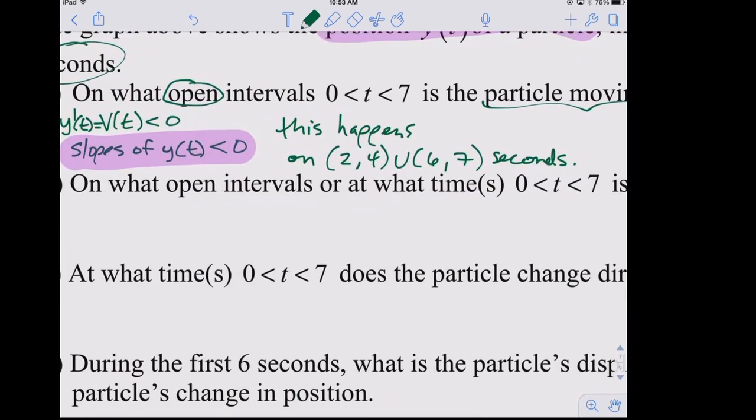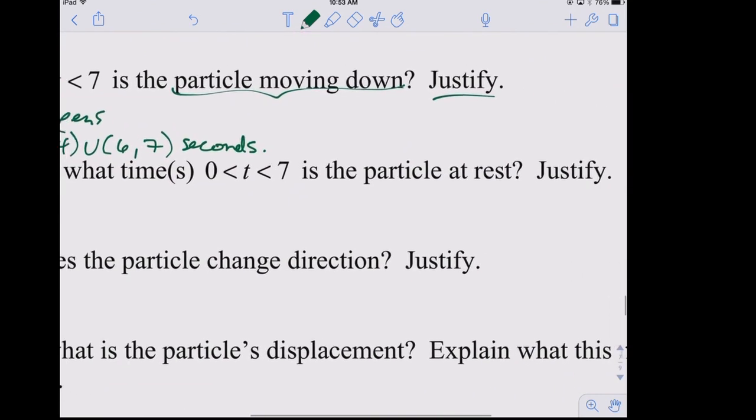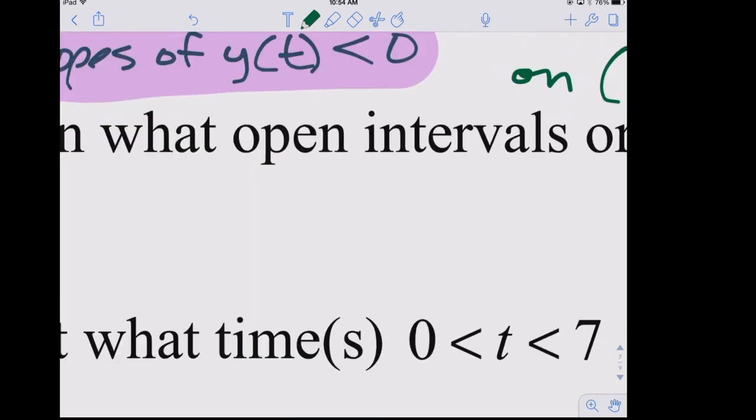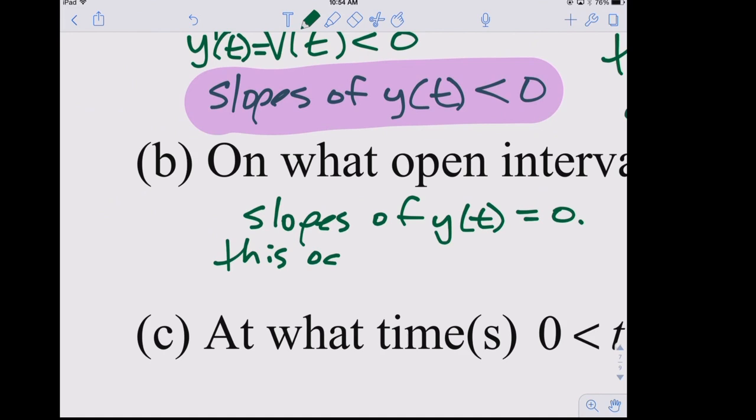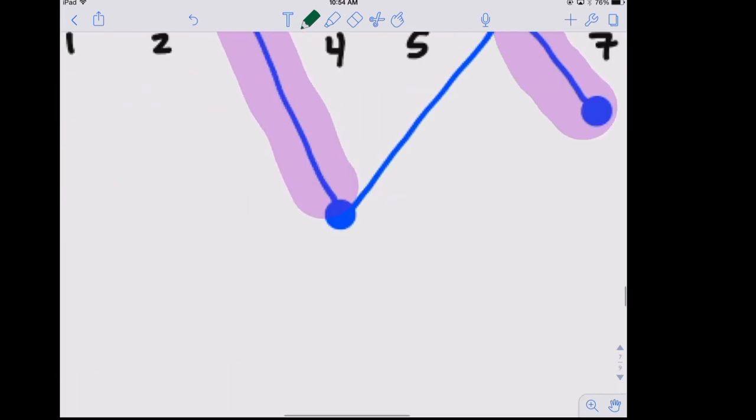That would be answering and then justifying. All right, the next one. On what open intervals is the particle at rest? Well, the particle is at rest when the velocity is 0, so that's when the slopes of y of t are equal to 0. This occurs on, okay, well, let's come back up here to the graph.